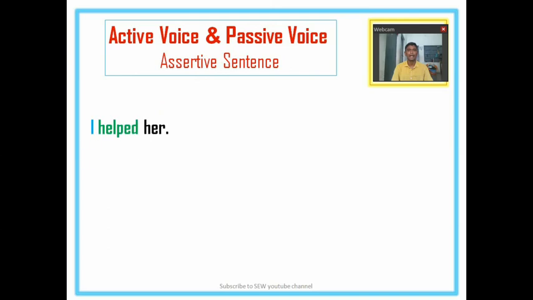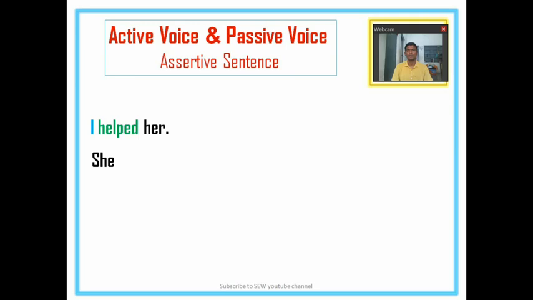Next example, I helped her. So I is the subject, helped is the verb, her is the object. So the object becomes the subject. It is a subject pronoun, so that is why I used she, right? So we have to identify the main verb. Is it V1 or V2 or V3? It is in V2 form.